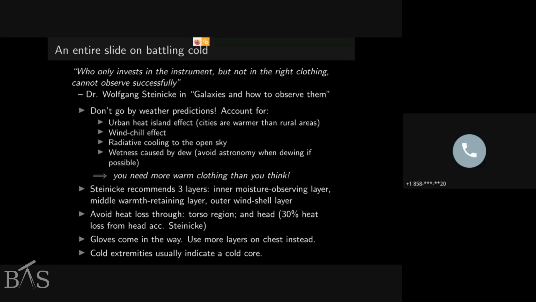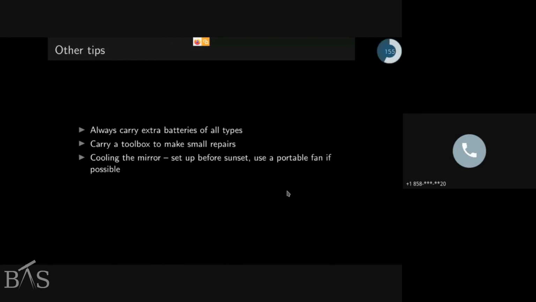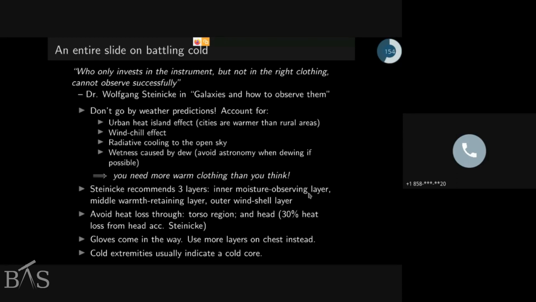So for all these reasons, if you think you need some amount of warm clothing, you actually need much more than that. So here are some recommendations. This is from the book Galaxies and How to Observe Them. You want to have an inner moisture absorbing layer. God, I wrote observing. It should be absorbing. So it's a moisture absorbing layer. You want a middle warmth retaining layer and an outer wind shell.